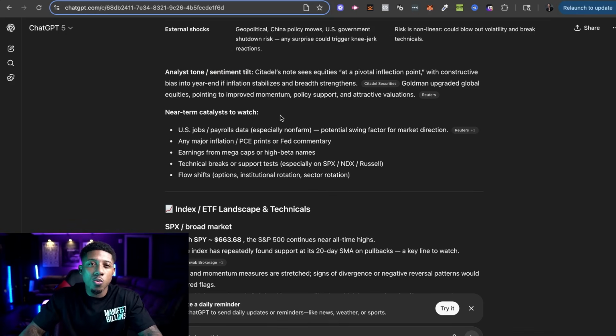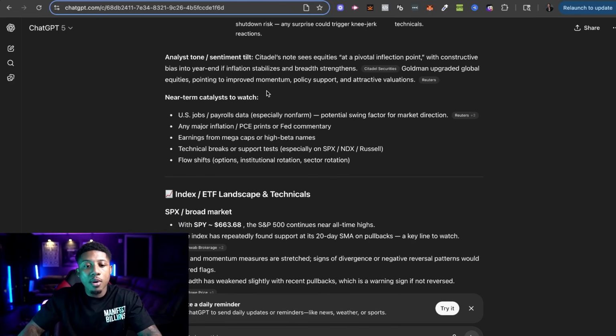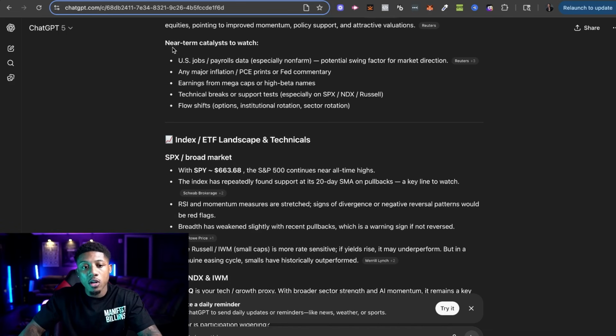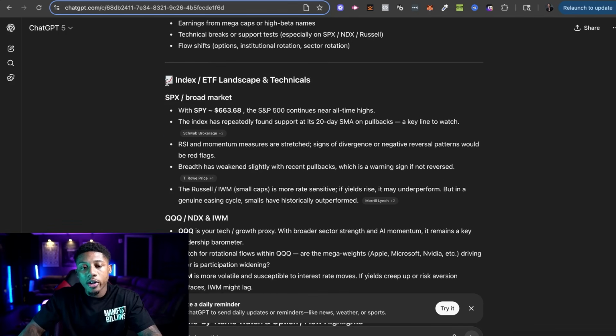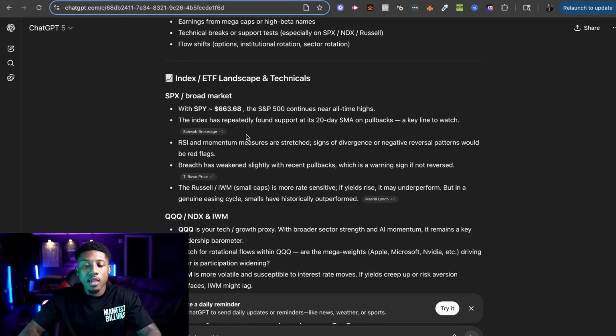You can kind of weave out some of the stuff that you don't really need to make an accurate decision when you're trading. But for the most part, the rest of this stuff is going to be talking about catalysts, right? So NFPs coming up, inflation and PCE, earnings from mega cap companies, so on and so forth. And then it starts talking about ETFs and the overall landscape of these ETFs. So it gives you a full briefing of where everything is.